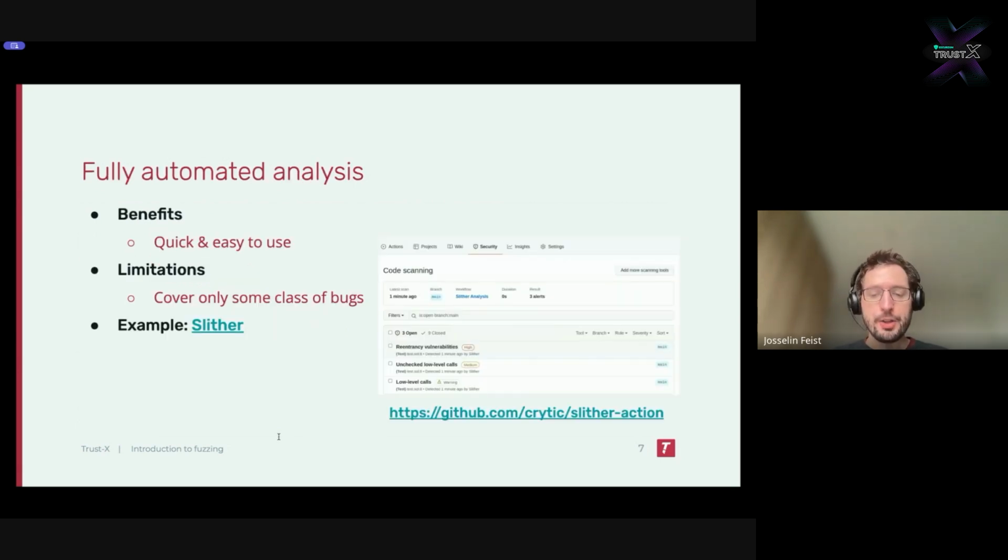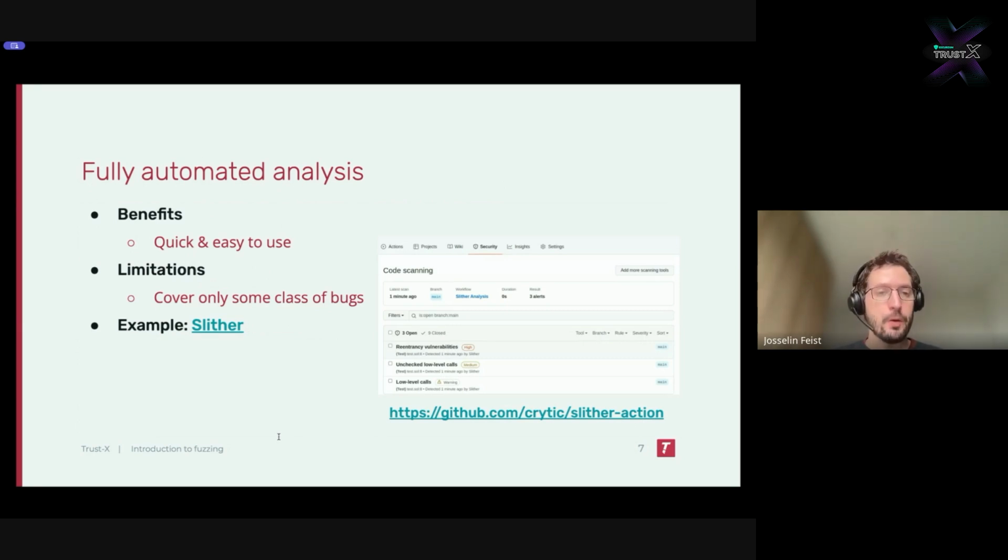There are 2 additional techniques that we're going to see, which are based on tools and on automated analysis. The first one, which I categorize as fully automated analysis. Basically, these are the tools that you can use out of the box in your code base. There's 1 or 2 command lines to run, and they are going to try to find common vulnerabilities. You might know Slither, for example, which is an open source static analyzer, which does exactly that.